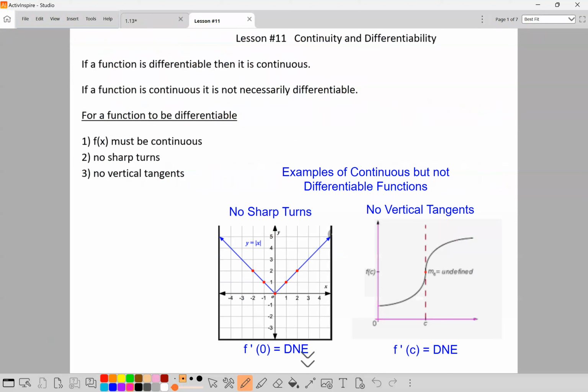All right, for a function to be differentiable, three things: f of x, or the function, right? It has to be continuous. There should not be any sharp turns and no vertical tangents. Remember, sharp turns, vertical tangents. That would mean that the function is not differentiable at that x value.